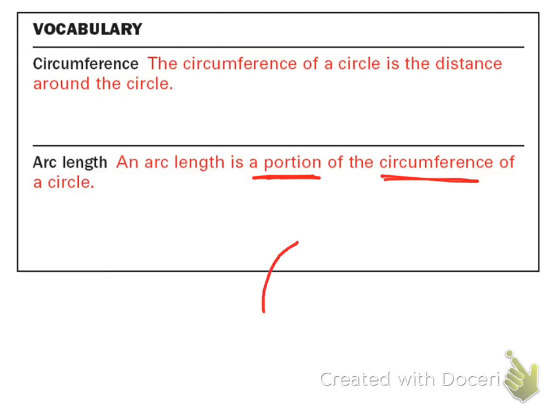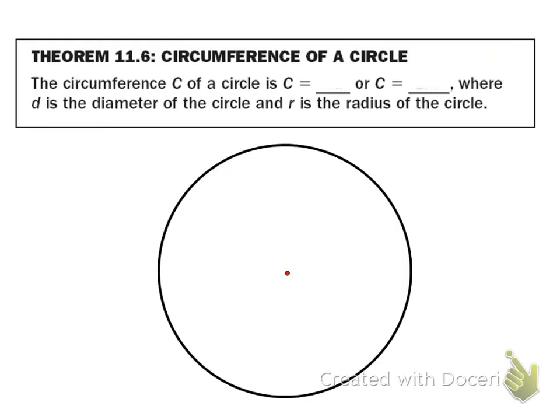Remember, circumference is all the way around, and then arc length is just a portion, just a piece of that circumference. Let's look at how we find circumference, learn and review how to find circumference, and then we'll go into how to find the length of an arc. So let's start with circumference.